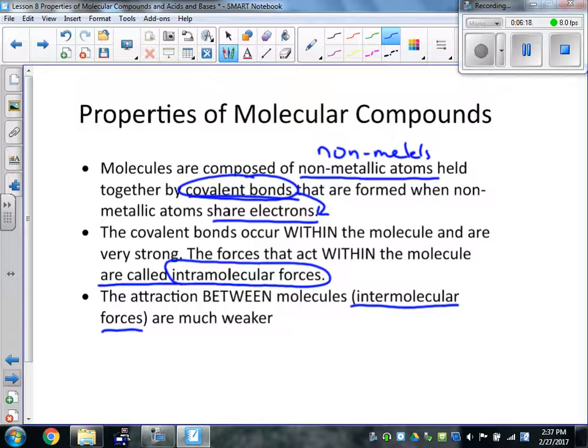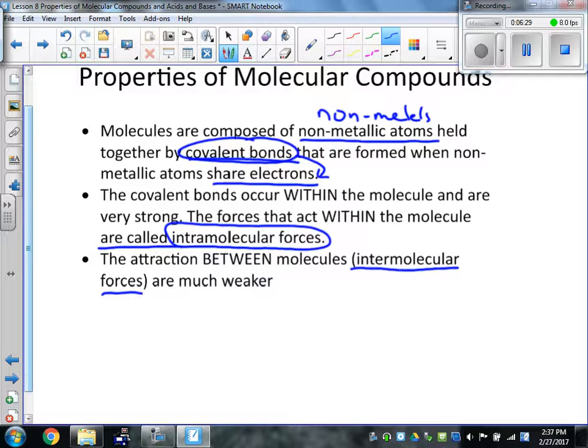And they're quite a bit weaker, those. So that's what holds molecules together. Okay? So the difference is, we'll talk about this in a second, I'll give you some examples. Intra and inter, we need to know the difference. Okay? Make sure you study that.